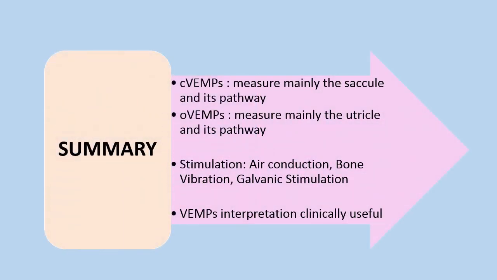To summarize my presentation today, vestibular evoked myogenic potentials comprise two types. The first one is the cervical VEMP or CVEMP. It measures mainly the saccule and its pathway. The second one is the ocular VEMP or OVEMP, which measures mainly the utricle and its pathway. The stimulation to elicit both VEMPs can be via air conduction, bone vibration, and also galvanic stimulation, with air conduction sounds being the most commonly used stimulus. Interpretation of VEMPs together with other vestibular testing findings enables clinicians to make an accurate diagnosis so that the best intervention can be suited accordingly.